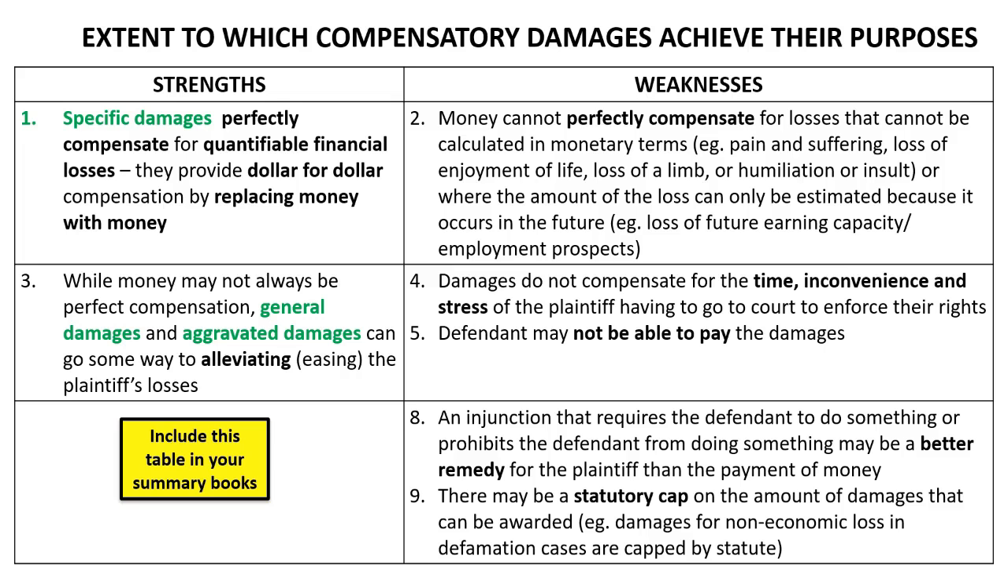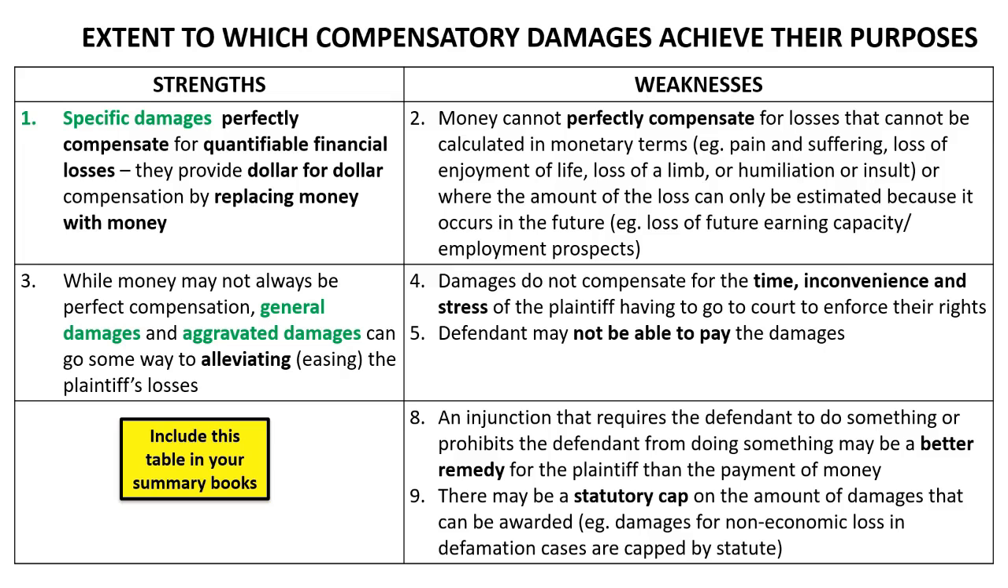This may be because the loss cannot be calculated in monetary terms. This is the case where the loss is pain and suffering, loss of enjoyment of life, loss of a limb, or humiliation or insult. Or it may be because the amount of the losses can only be estimated as they occur in the future. This is the case where the loss is a loss of future earning capacity or of employment prospects. These losses are covered by general damages and, in the case of humiliation or insult, by aggravated damages.